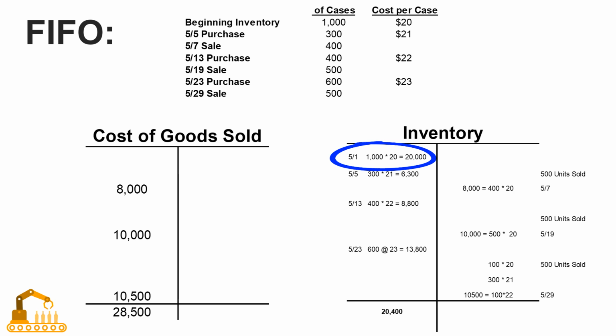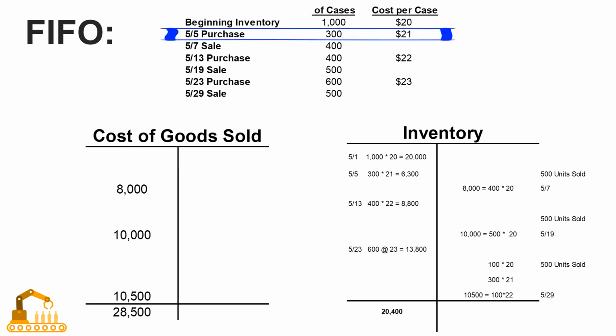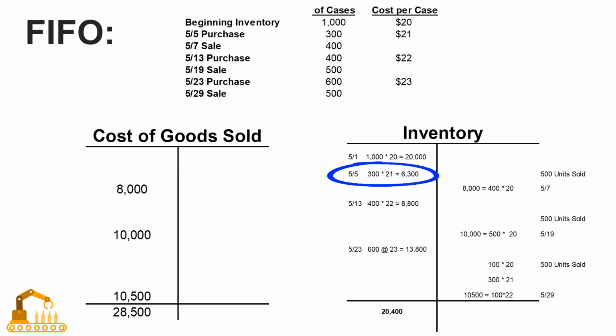The very first transaction, and again I'm going to keep track of this perpetually, showing the increases as debits and decreases in inventory through sales as credits, is on May the 5th. We buy 300 additional cases, and apparently there's a little inflation because it costs us $21 instead of the previous $20 of beginning inventory cost. The total amount of this inventory purchase was $6,300. And by the way, if somebody asked us what the balance of your inventory is at that point in time, I'd say I have 1,300 cases at a total cost of $26,300.